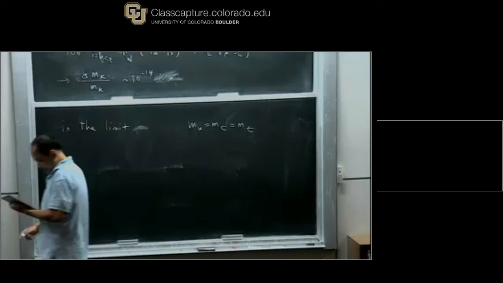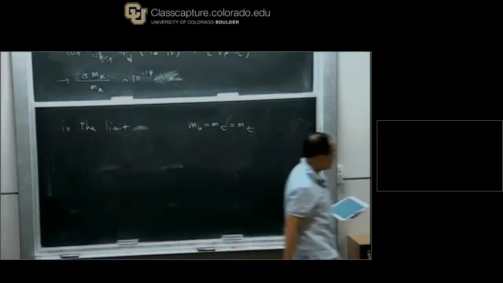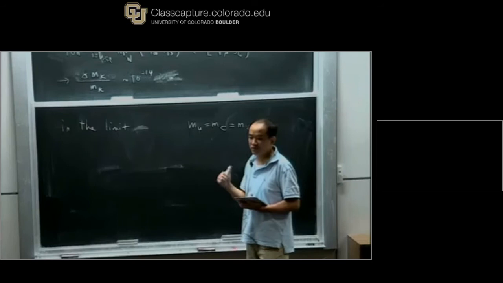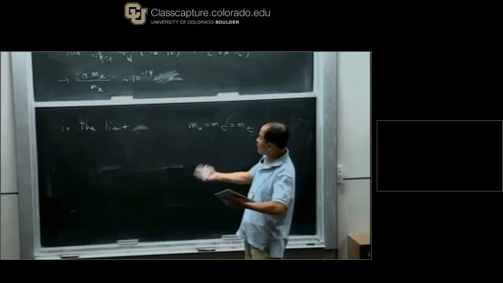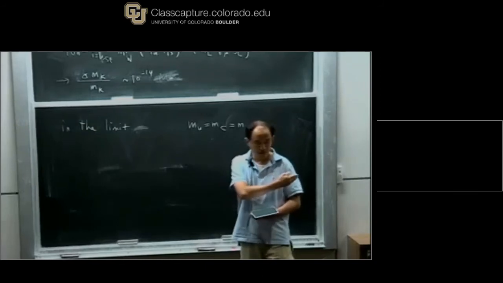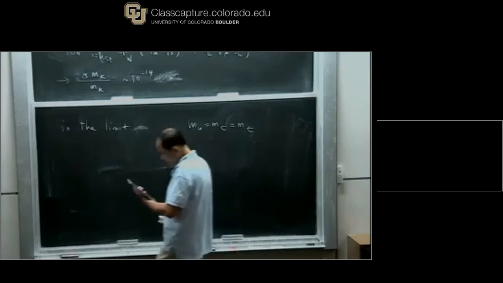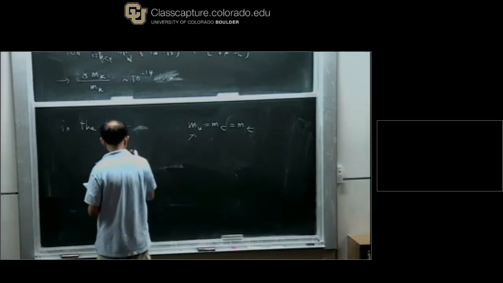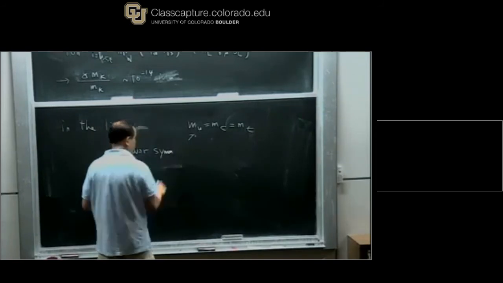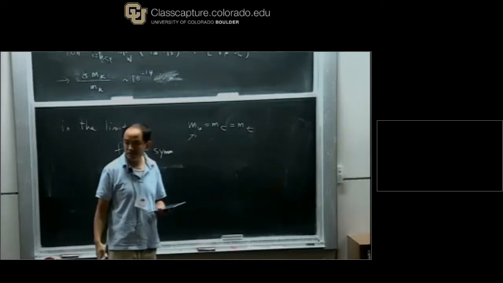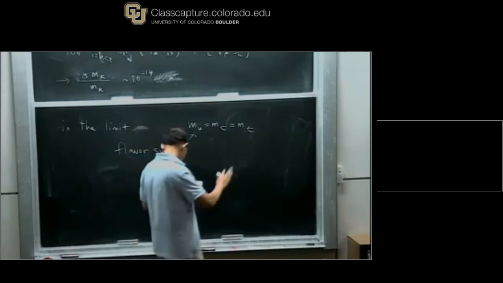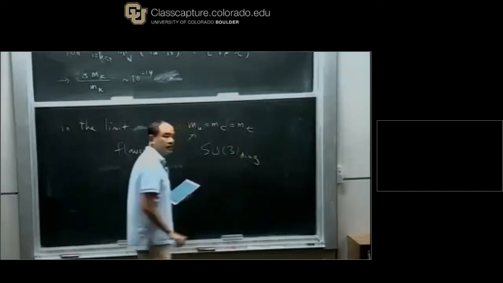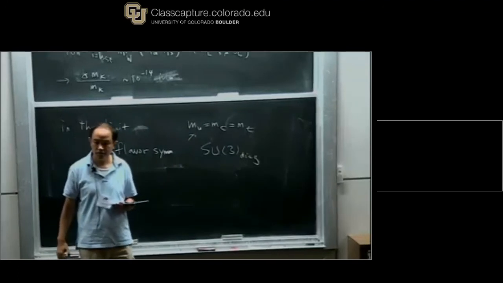This is easier to understand in terms of symmetry language, because in this limit there is an enhanced flavor symmetry. I recover some of the flavor symmetry that I broke with Yukawa couplings. In this limit I have a new flavor symmetry, which is not left, not right, but a diagonal subgroup, because I already turned on the quark mass. So it's the diagonal SU(3).